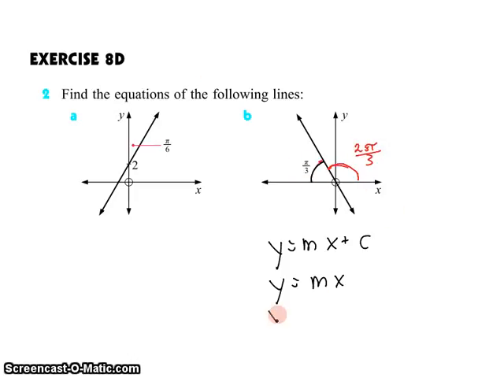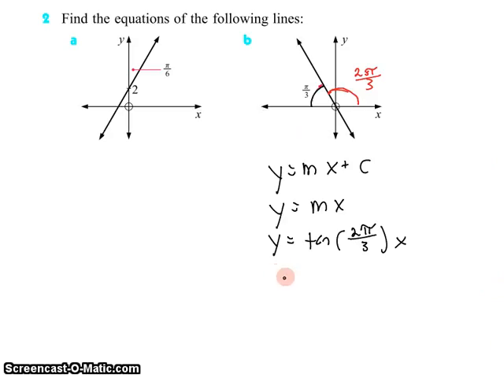So what I can say then is y must be equal to the tangent of 2 pi on 3 x. And that'll give me the slope of the line. I can use my calculator to solve 2 pi on 3, but that is one of the major angles that you are expected to be able to do without a calculator.